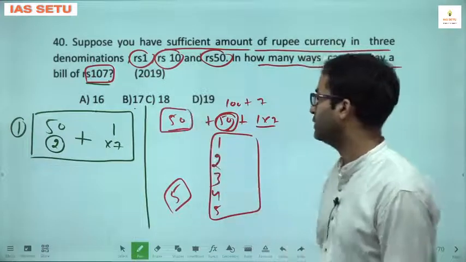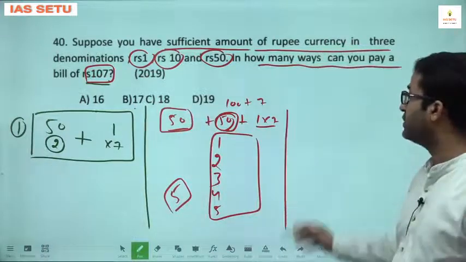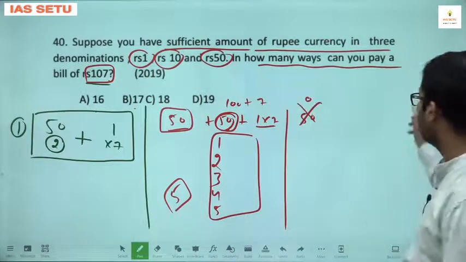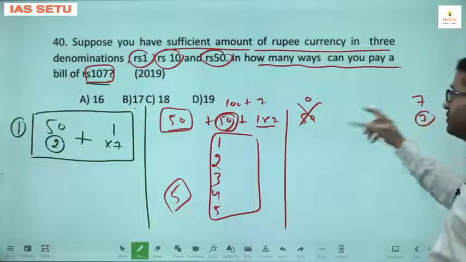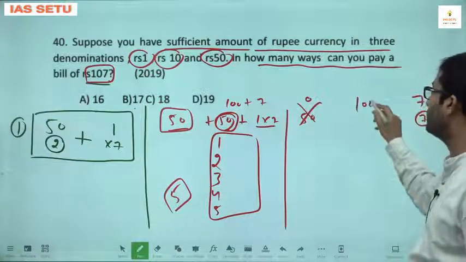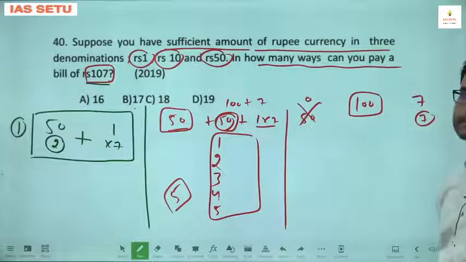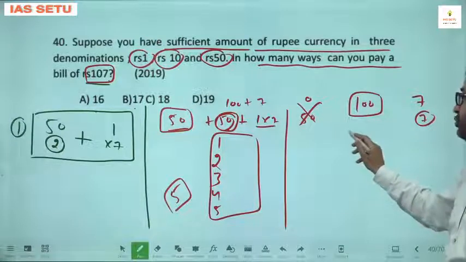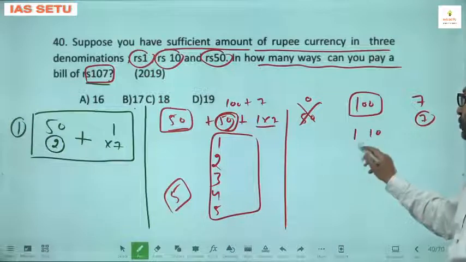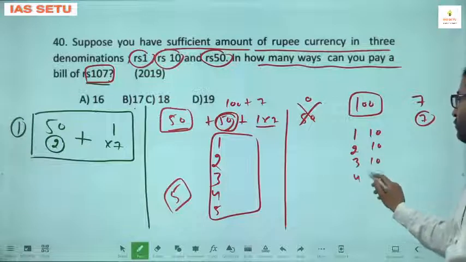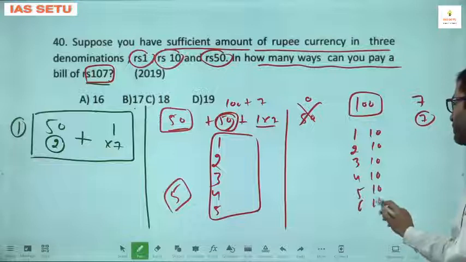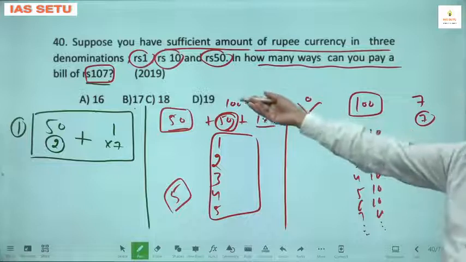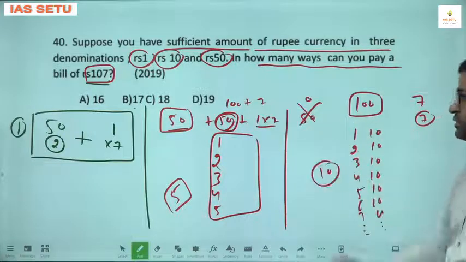Okay, that's it. Now the third is where I use zero currency notes of 50. For this 7, singles of 1 rupee I have to give. For this 100, I have a choice. Either I use 1 of 10, 2 of 10, 3 of 10, 4 of 10, 5 of 10, 6 of 10, 7 of 10, 8 of 10, 9 of 10, 10 of 10. I cannot use 11 of 10 because the amount is 107. So this is 10 ways.